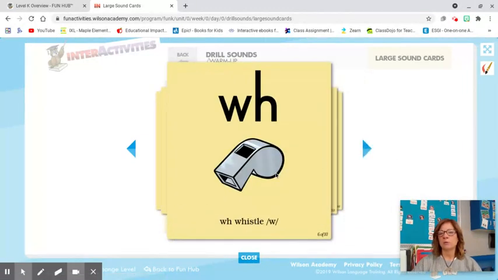And now we're going to go through the digraphs. Remember, a digraph is when two letters are stuck together, but they only make one sound. Okay? So we have two letters, but we only need one sound card for it because they work together to make only one sound. WH, whistle, wha.